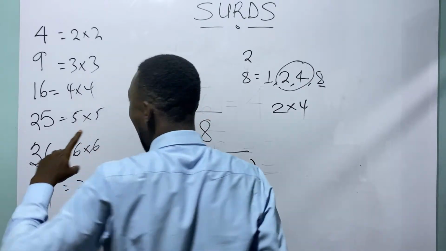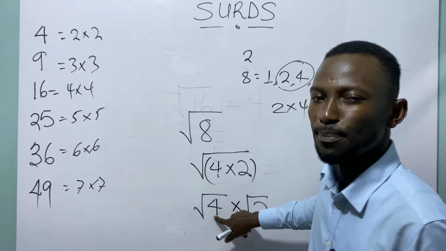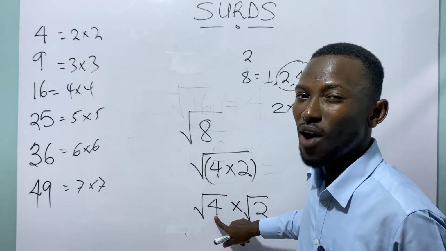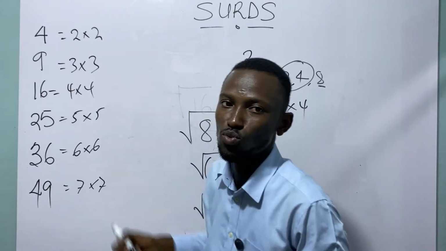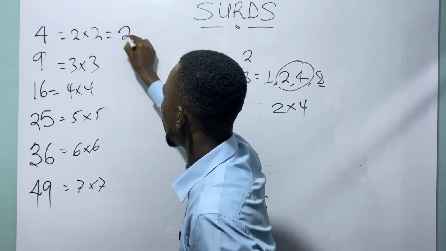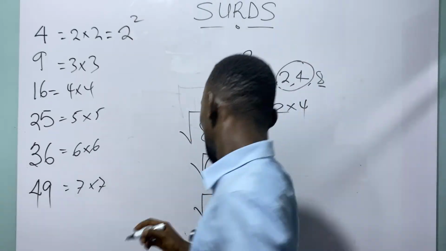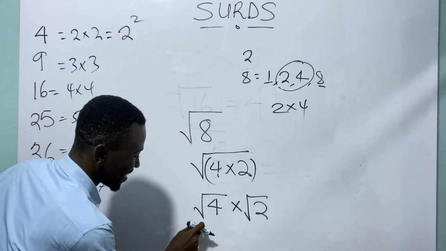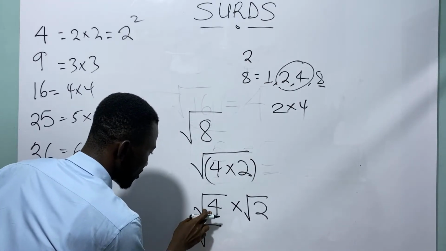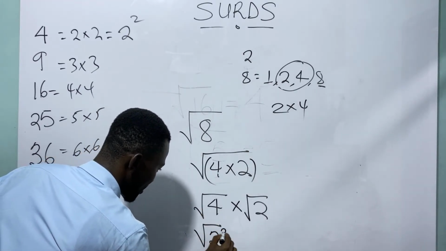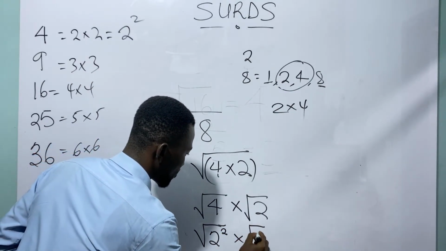Now you see why I said we should know the perfect squares. Can you see that 4 over here is a perfect square? 4 is the same as 2 times 2 or 2 squared. So that means this 4 here can be written as square root of 2 squared times square root of 2.